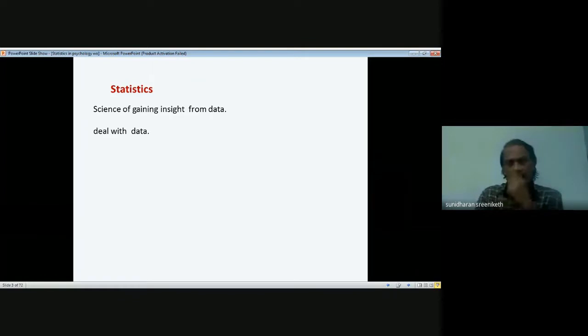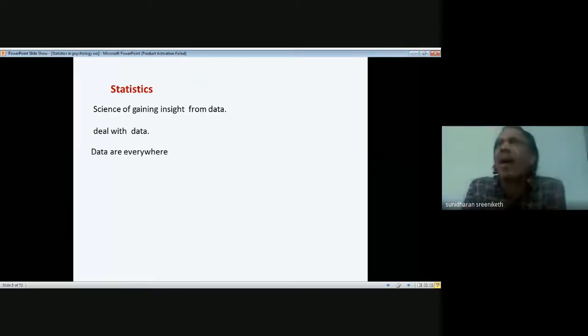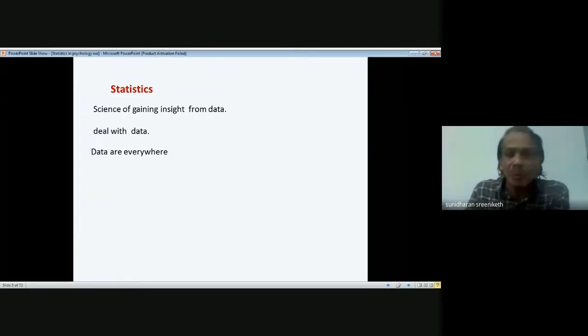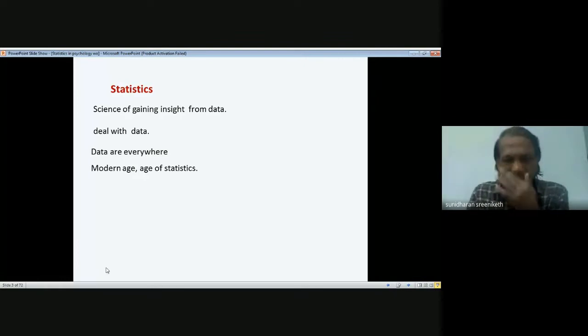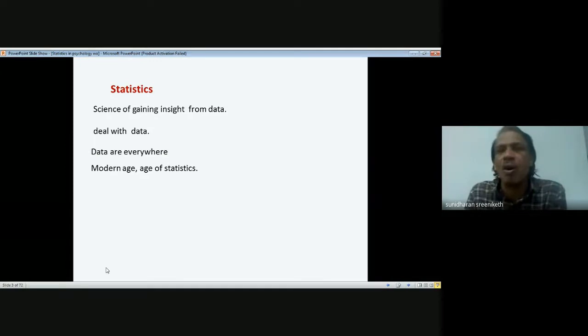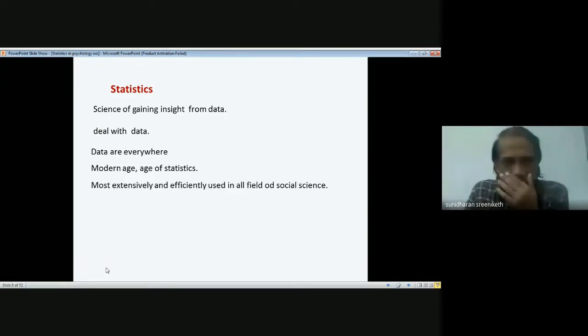And we know that data are everywhere. That means information is everywhere. And in that way, we can say that this modern age is the age of statistics. We all deal with some kind of information. In this modern or postmodern age, data is very important, and there are many issues regarding data. So we can say that our modern age is the age of statistics.